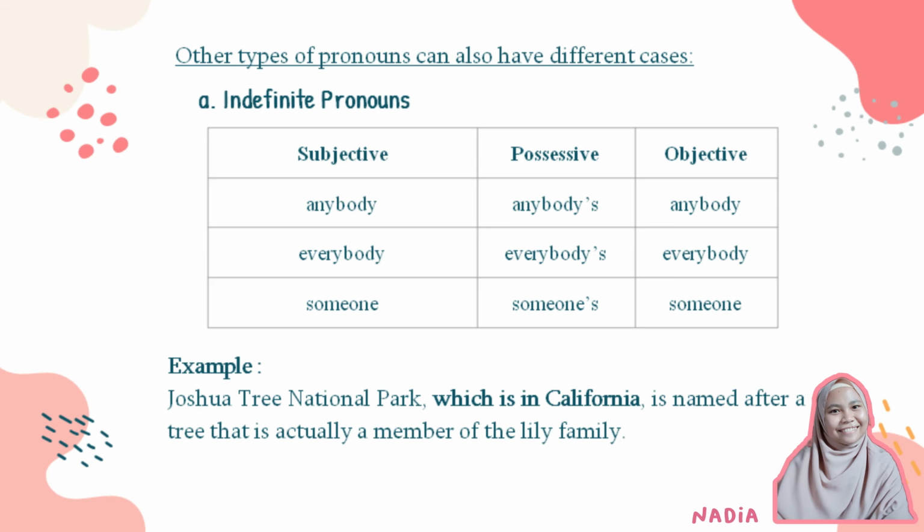Subjective case example: Joshua Tree National Park, which is in California, is named after a tree that is actually a member of the lily family.